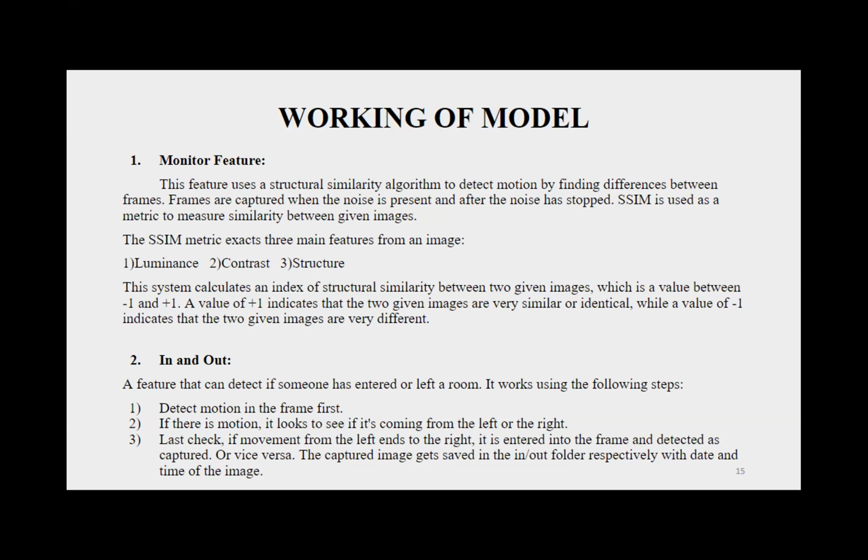Number 2, the in and out function, a feature that can detect if someone has entered or left the room. It works using the following steps: first, detecting motion in the frame. If there is motion, it looks to see if it is coming from the left or right. Number 3, last, check if the movement goes from the left end to the right. It is entered into the frame and detected as a capture, or vice versa. The captured image gets saved in the in and out folder respectively with the date and time of the image.